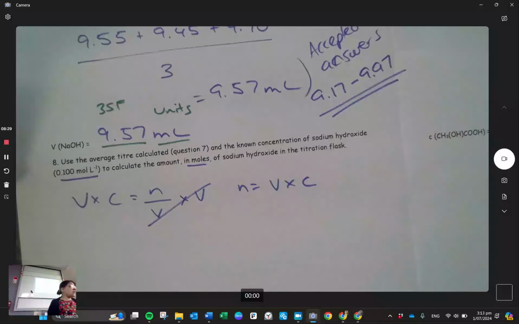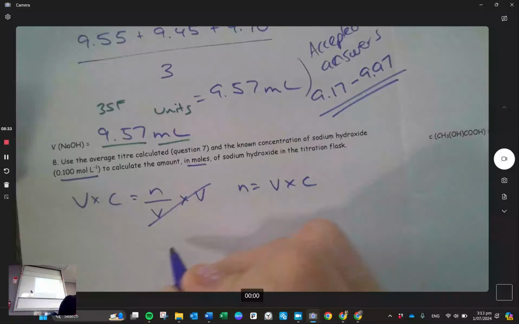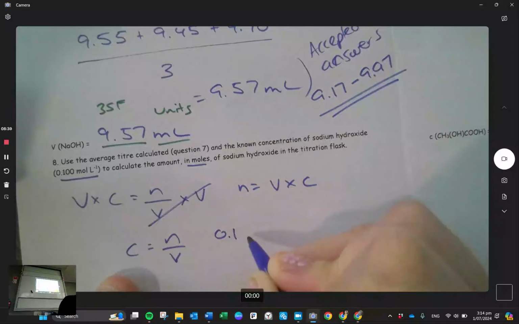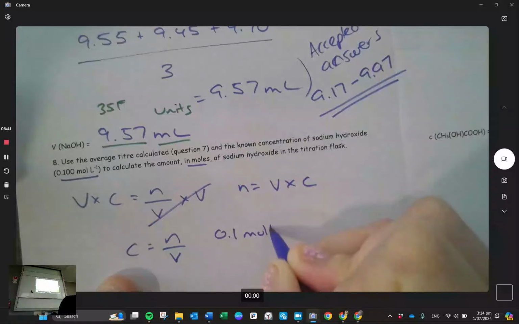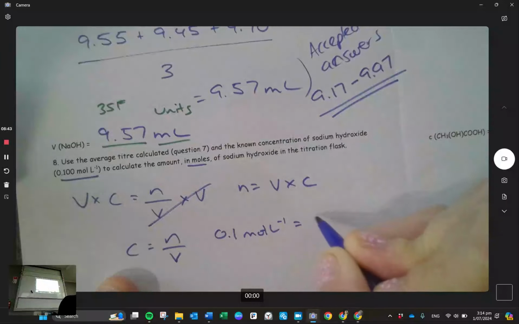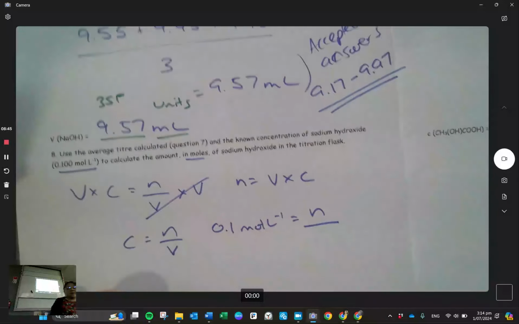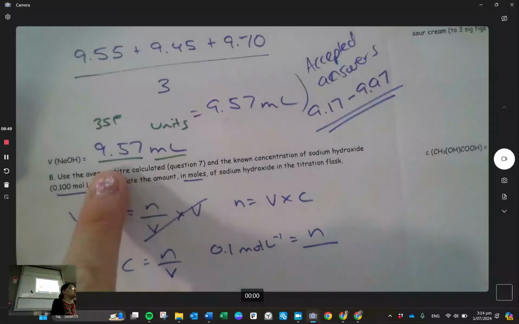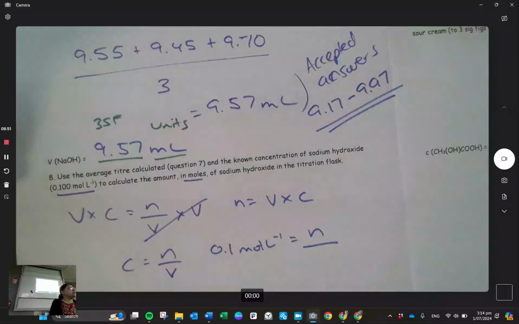If you do not like that, you are welcome to plug in the numbers, because some people like the numbers instead. So if I had C equals N divided by V, well, concentration is 0.1 moles per liter, equal to N, which is my unknown, divided by my V. My volume is from this question here. I just need to make sure I convert it.